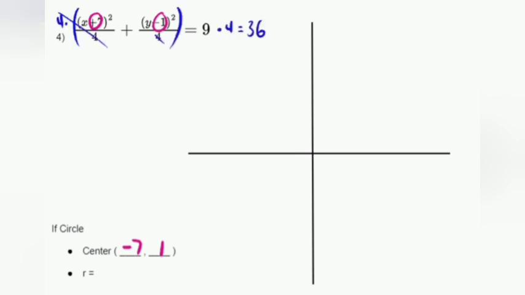I'm going to get rid of the 4's in the denominators by multiplying both sides by 4. Which now means it's, instead of being equal to 9, it's going to be equal to 36. Square root of 36 is 6. Now I can start graphing with my center at -7, 1. With a radius of 6, I'm going to go 6 in all 4 directions.